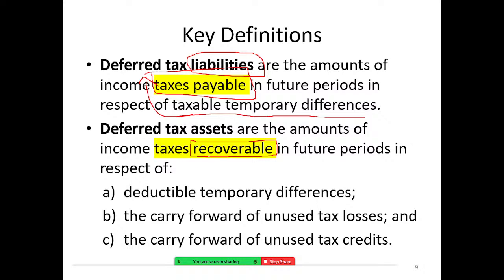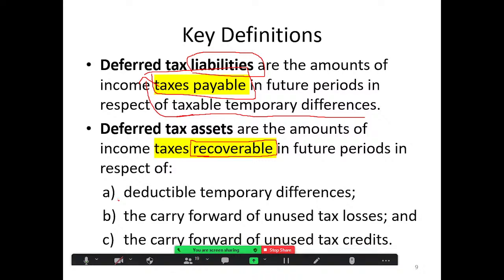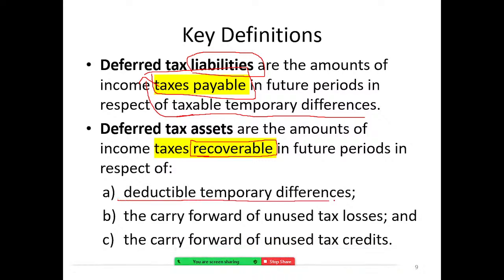There are three reasons for the deferred tax asset. First, deductible temporary differences. Second, the carry forward of unused tax losses. Have you studied unused tax losses?